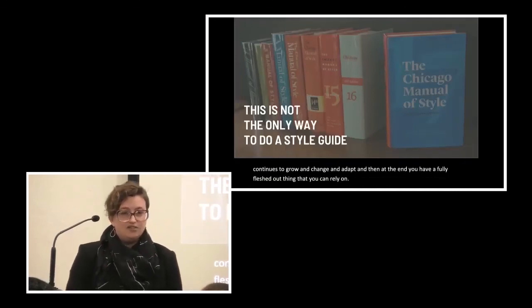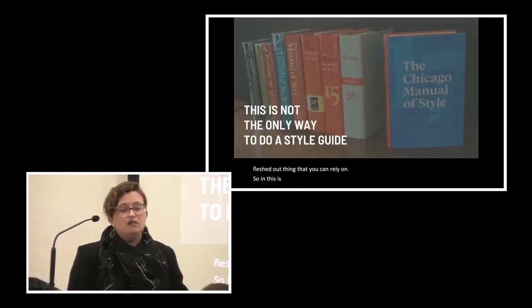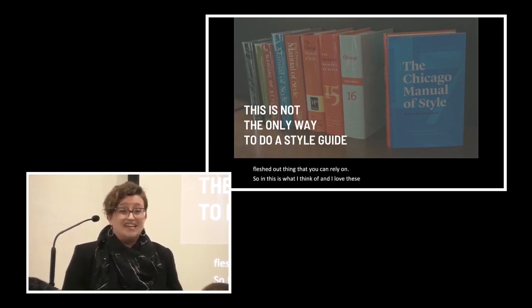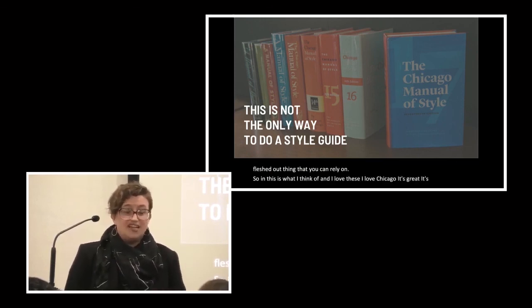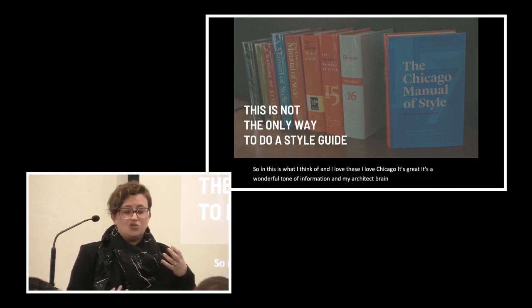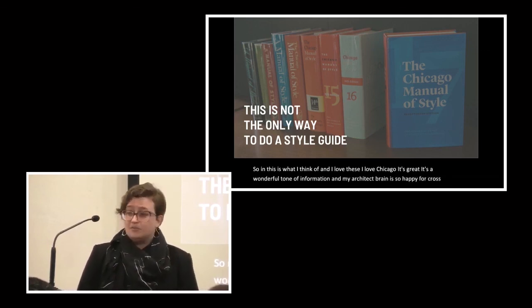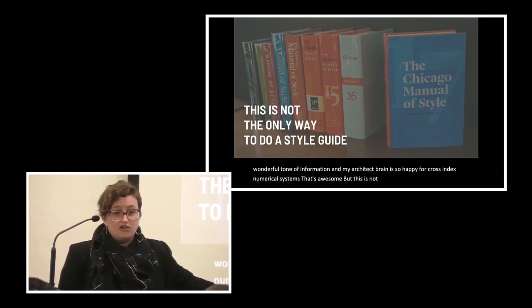So this is what I think of, and I love these. I love Chicago. It's great. It's a wonderful tome of information, and my architect brain is so happy for cross-index numerical systems. It's awesome. But this is not the only way to do a style guide.